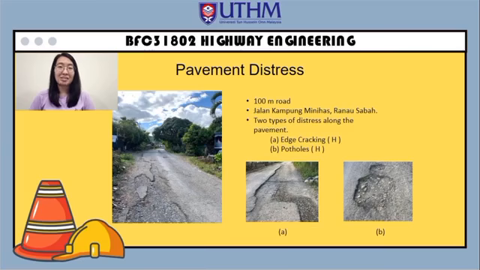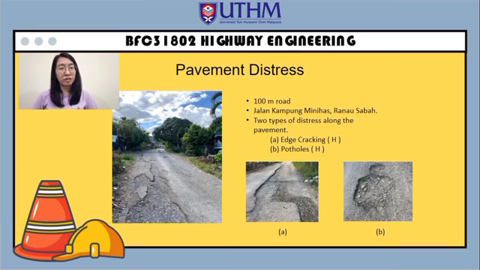So this study was conducted to study a pavement in the selected area where our group has selected, in the area of Ranau, Sabah, which is Jalan Kampung Minihas. It is a rural road and a secondary road. For this section, there are 2 types of distress, which are edge cracking and potholes, with a high severity level. So how do we know whether the severity level is high, medium or low?